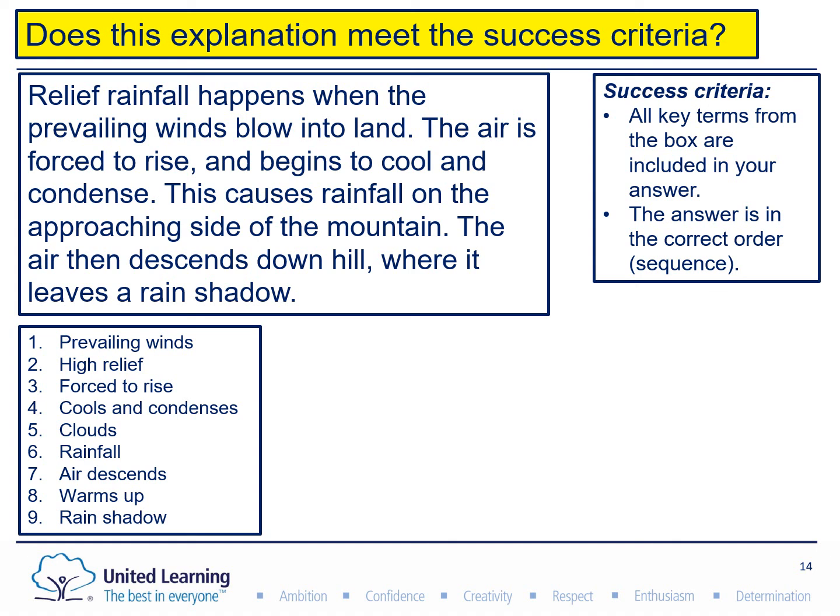Relief rainfall happens when the prevailing winds blow into land. The air is forced to rise and begins to cool and condense. This causes rainfall on the approaching side of the mountain. The air then descends downhill, where it leaves a rain shadow. So, the first bit is correct, it's down to the prevailing wind. But they've missed some words out there. Yes, air rising, that's correct. Cools and condenses, correct. But what does it miss? What is it missing?